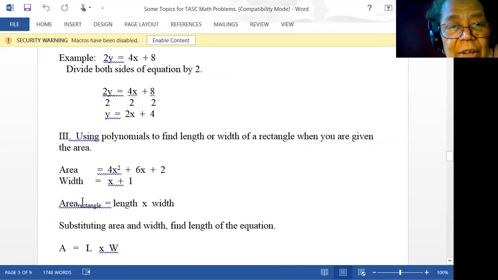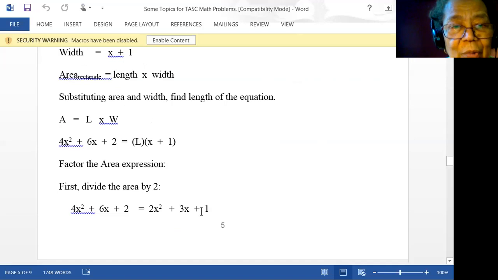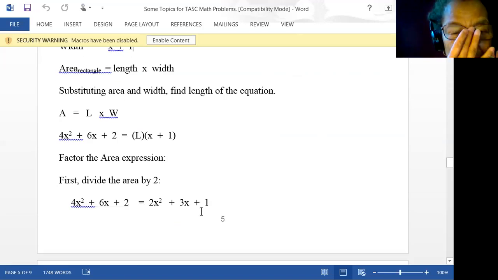Now we know the area of a rectangle is equal to length times the width. So we can substitute area and width. The area we were given, 4x squared plus 6x plus 2. The width was given as x plus 1. Now we go back to our factoring. We want to factor this equation, but let's simplify it. Now we see 4 can be divided by 2, 6 can be divided by 2, and 2 can be divided by 2, giving us 2x squared plus 3x plus 1.